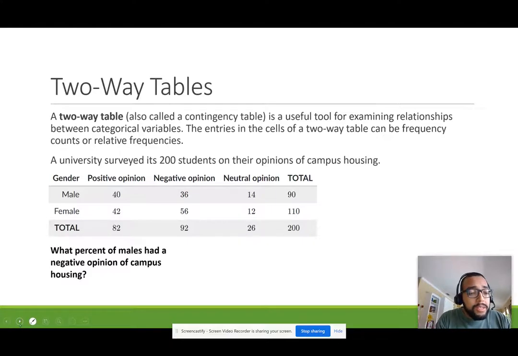And so the question is asking, what percentage of males had a negative opinion of campus housing? Now, to do that, it's actually kind of calculating the relative frequency. So we take males, take their negative opinion, and we'll divide it out by the total number of people who were surveyed. So in this case, we'll do 36 divided by 200, which would give us 0.18 or 18%.